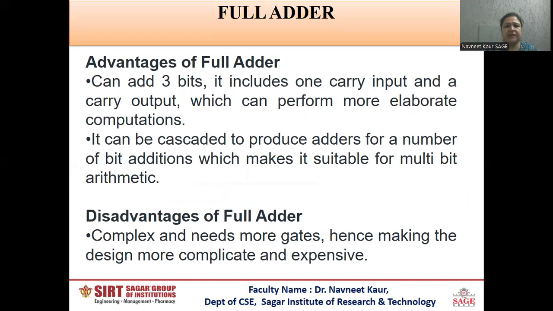Now for the full adder, it can add 3 bits. It includes one carry input and generates a carry output. And it can be cascaded to produce adders for multi-bit addition, which makes it suitable for multi-bit arithmetic. Now coming to the disadvantage, it is complex and needs more gates, and hence the circuit will be complicated and expensive.